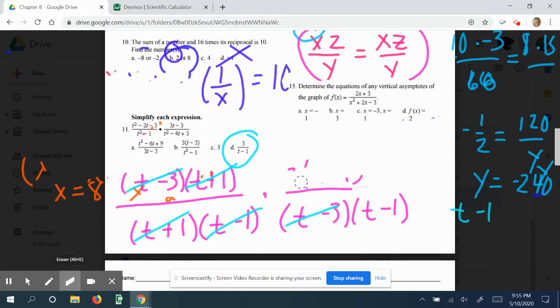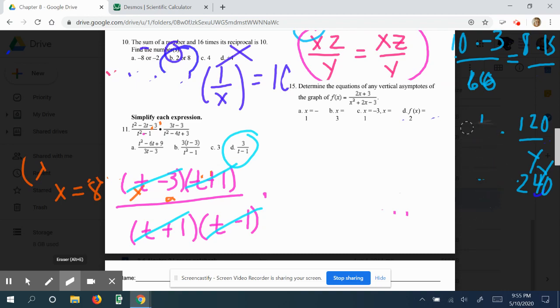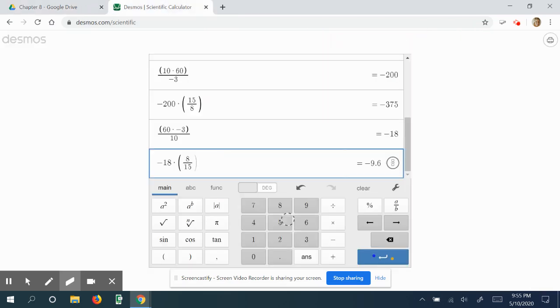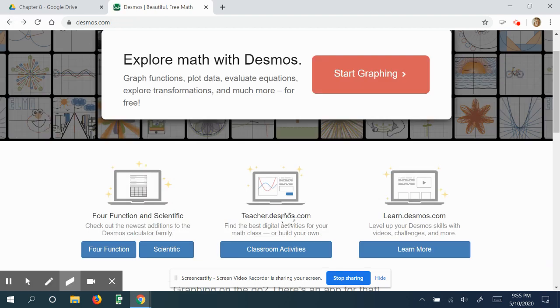It says determine the equation of any vertical asymptotes of this equation, right? Okay, so first thing we want to look at is we see that the power is bigger on the bottom than on the top. So we know that our y is not going to be just the coefficients divided by each other. And so what we're going to do is we're actually going to go graph this. So let's go to decimals. And we go graph.